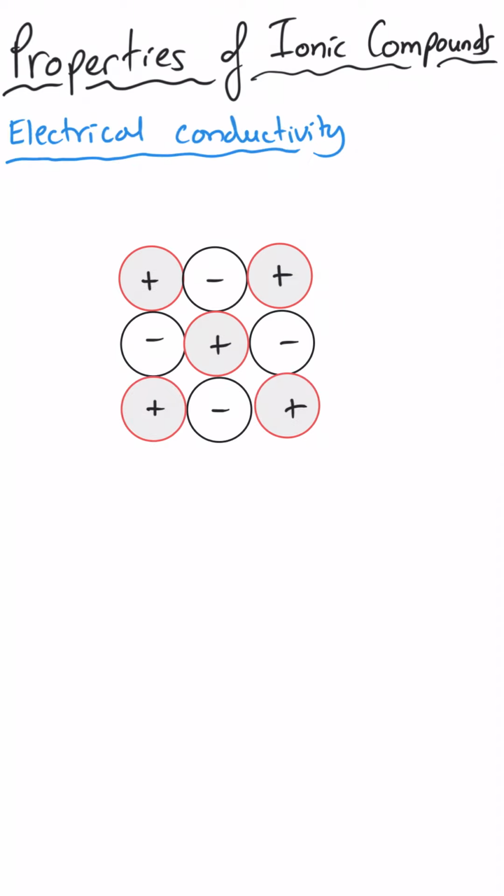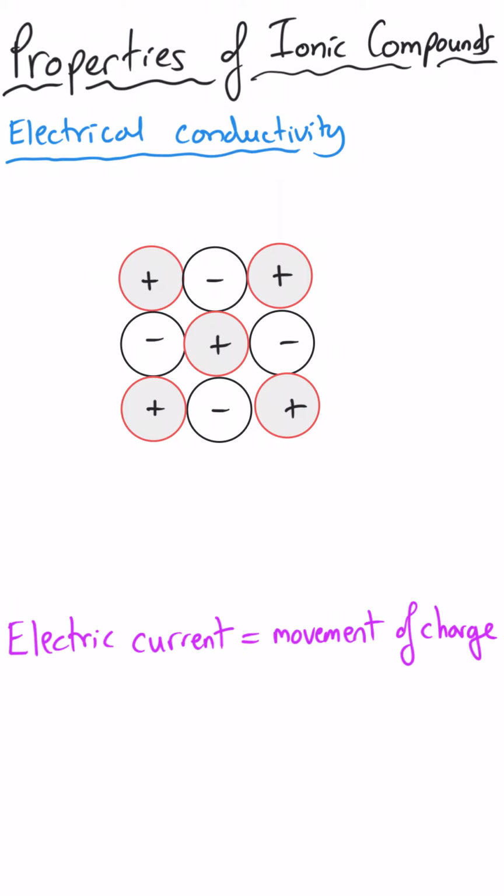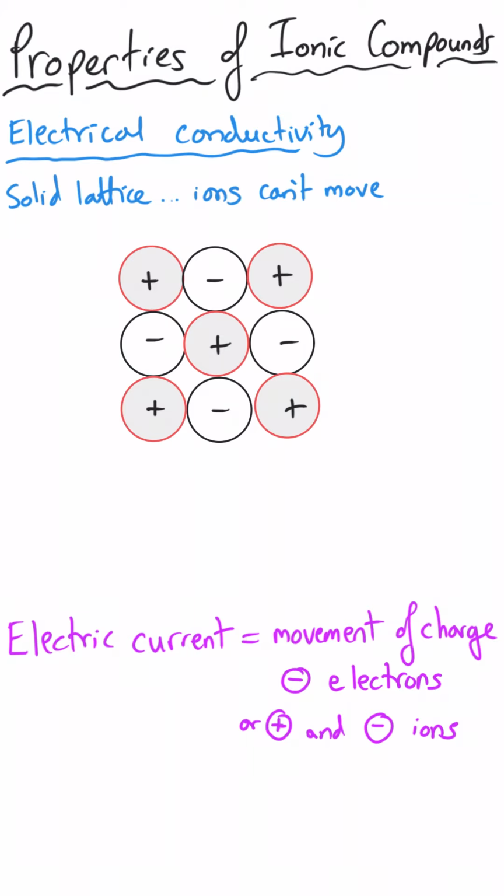This brings me to the final property of ionic compounds, and that is electrical conductivity. Now remember, electric current is the flow of charge. That might be electrons through a structure, or it might be ions. Any of those moving charges are electric current. Now, in an ionic lattice, the ions cannot move because they are held together. They maybe vibrate partially about a fixed position.